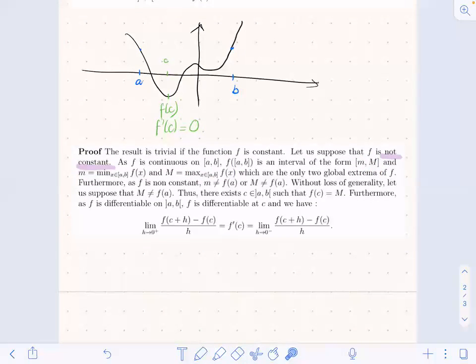And what we've supposed is that f is non-constant. Was somebody about to say something? Okay.